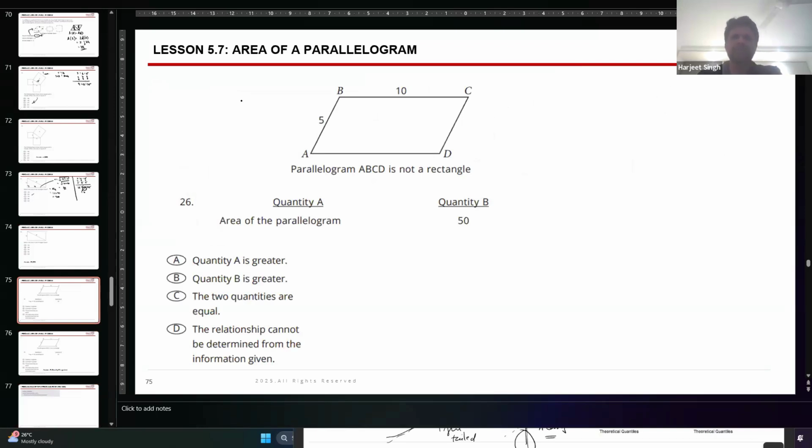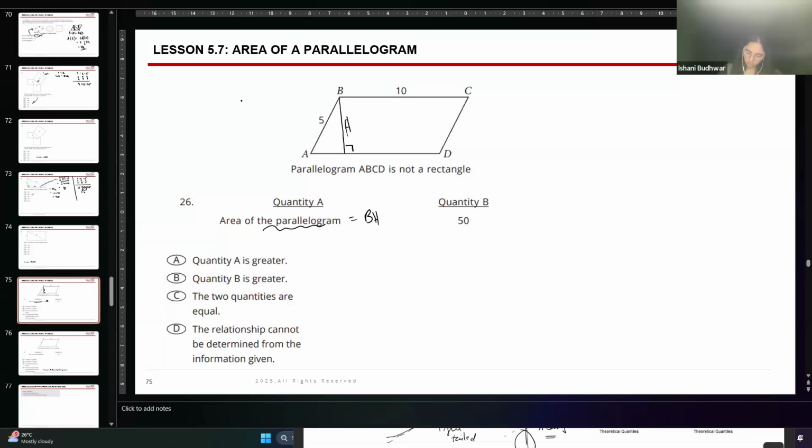Another question, quant comparison. Parallelogram ABCD is not a rectangle, which means this is not a right angle here. What is the area of the parallelogram? A and B is 50. So are these two equal? Which means they're asking what is the area of the parallelogram. Can I say it's always base into height? So let's draw the height from there, over here. This is height.